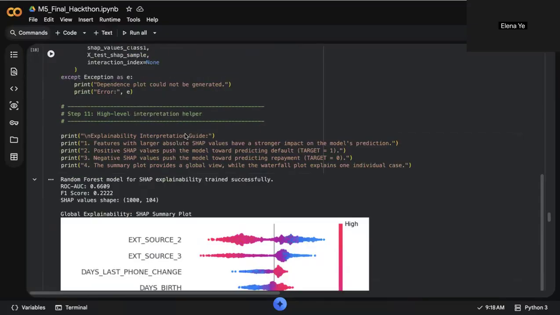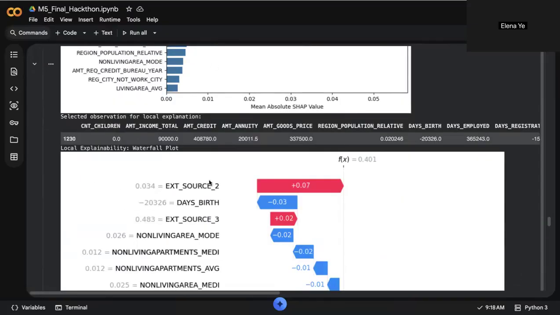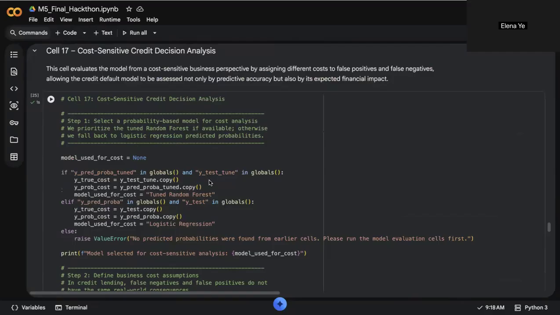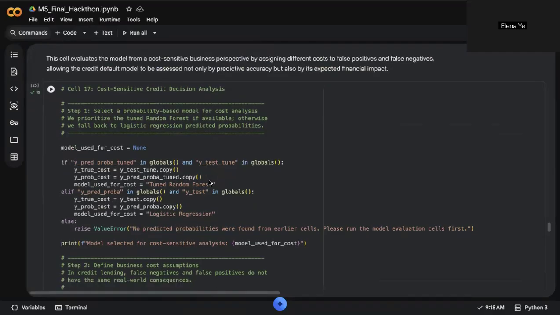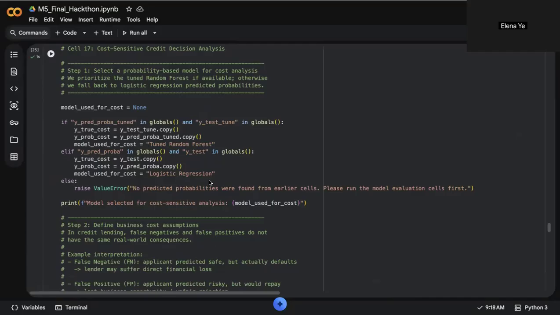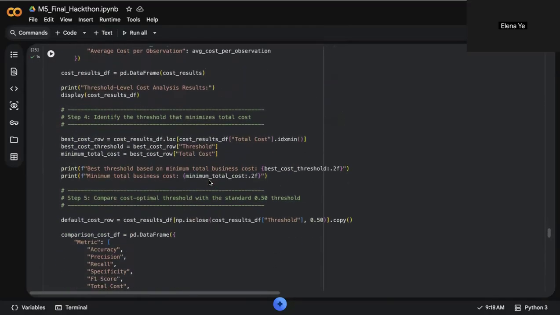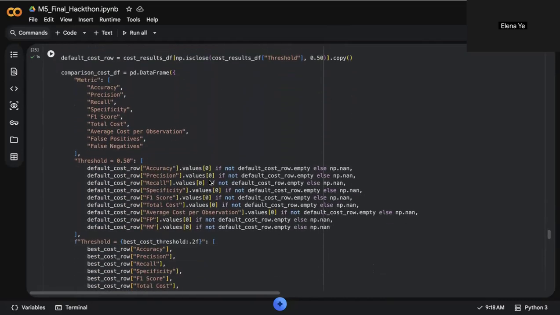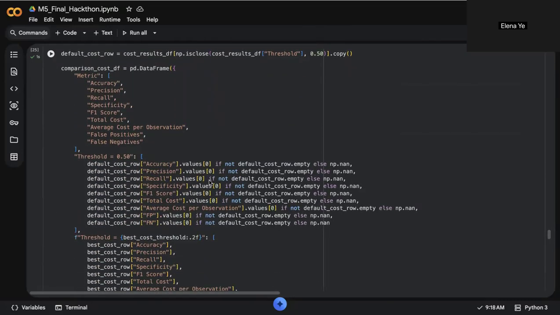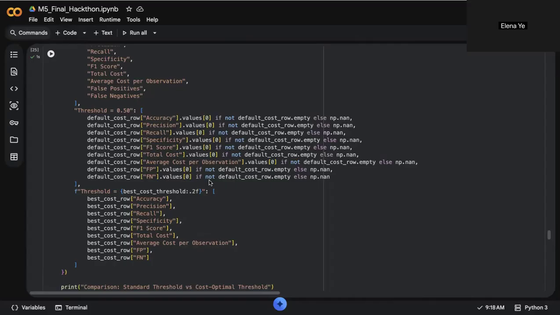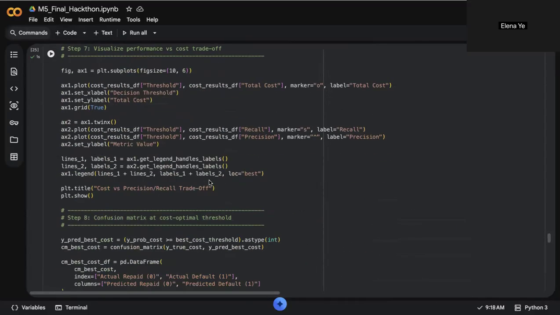And finally, talking about the cost-sensitive decision analysis. I conducted this analysis to connect the model predictions with real-world financial decisions. In credit lending, different errors have different consequences: approving a borrower who later defaults results in financial loss, while rejecting a reliable borrower leads to missed opportunities. By assigning different costs to false positives and false negatives, we can evaluate the expected financial impact of different decision thresholds and select a strategy that minimizes the overall risk.